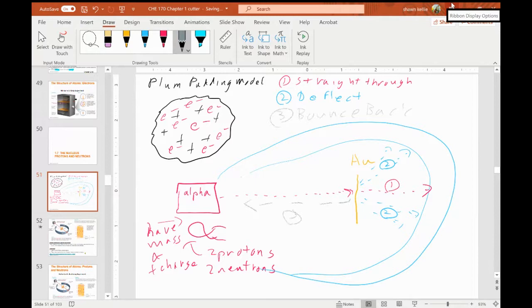Then Dr. Rutherford sends another graduate student to the basement to do the experiment again. Other graduate student does the experiment, and guess what? Same results! So the other graduate student goes and tells Dr. Rutherford. Dr. Rutherford goes, I can't believe it! I am surrounded by incompetent morons!